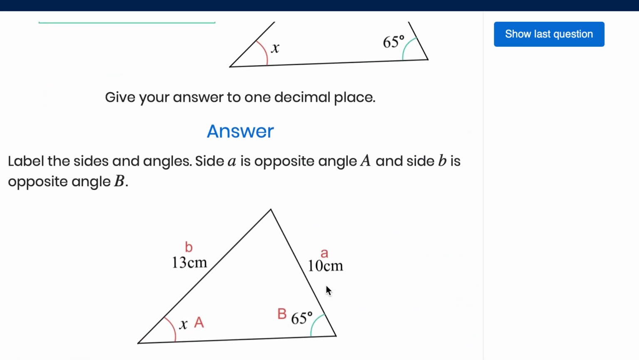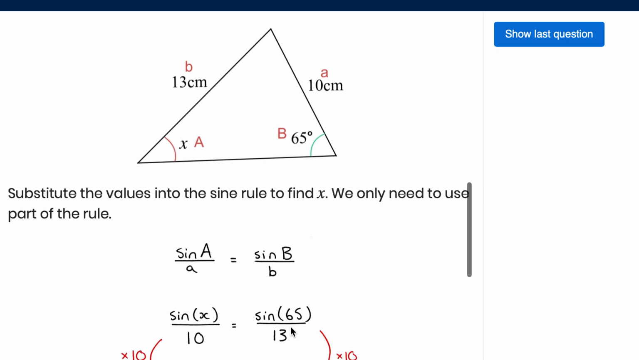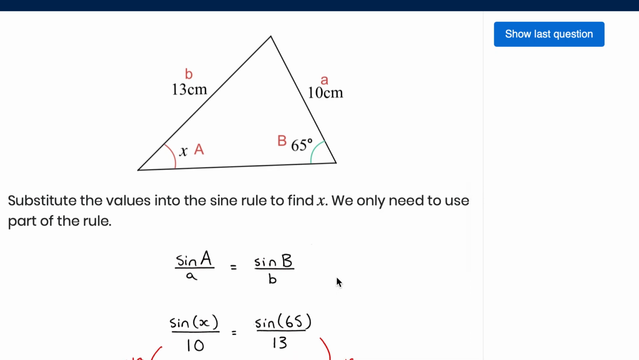Okay, so it helps to label the sides and angles. Side a is opposite angle A and side b is opposite angle B. Now we don't need to use C because we only have two sides and angles in the question. So we substitute the values of a and b into the sine rule. So we have sine A over a equals sine B over b, and that comes to sine x over 10 equals sine 65 over 13.